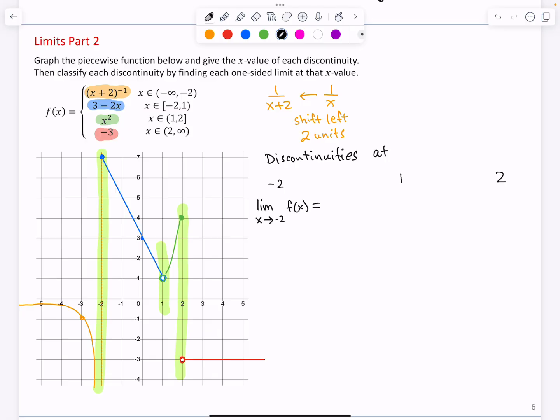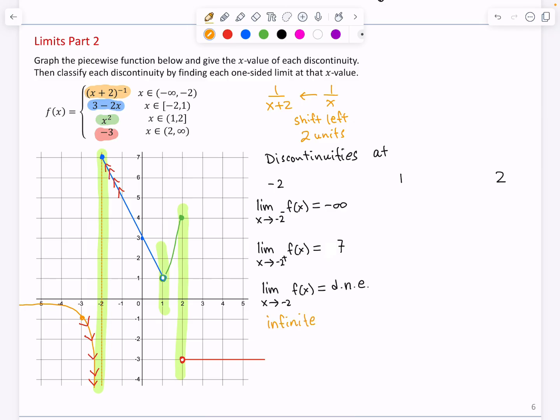As x approaches negative 2 from the left of this function, we can see that the outputs of the orange curve are approaching negative infinity. So that is our limit. But from the right, we look at the blue curve, and as we approach negative 2 from the right, the outputs are approaching 7. So the limit as x approaches negative 2 from the right is 7. Now these limits are different, so the best thing we can say about the two-sided limit is does not exist. And because one of the one-sided limits is infinite, we have an infinite discontinuity at x equals negative 2.